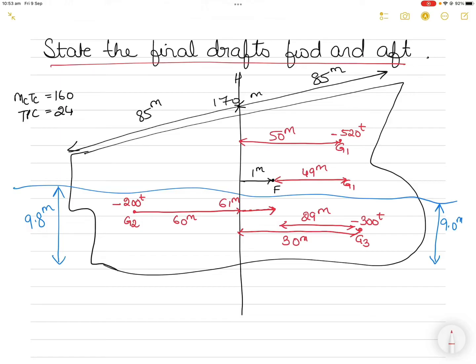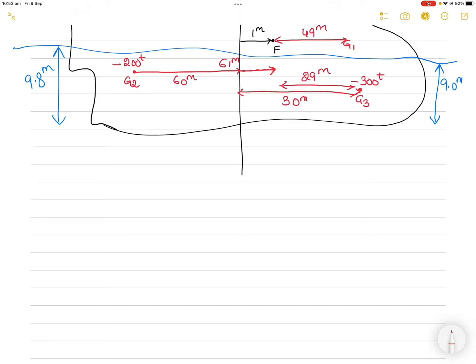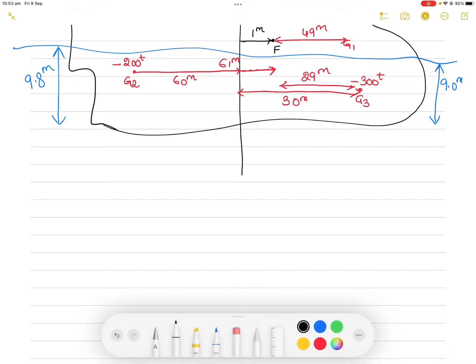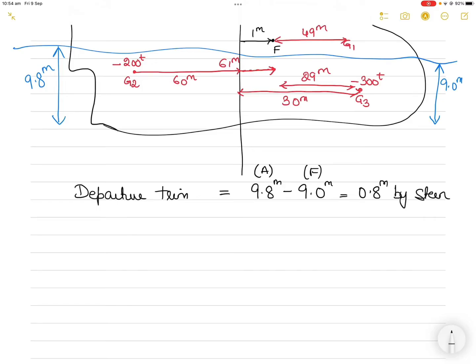Alright, to understand the trim questions, we are only interested in the distance between the center of flotation and the center of gravity of the tank. And that HG is given just to confuse you a little bit, also to give you some kind of reference. Alright, so let's get started with the question. Your departure trim is 9.8 meters minus 9 meters. This is the aft draft, this is the forward draft. So you had 0.8 meters by stern as your departure trim when you departed port.